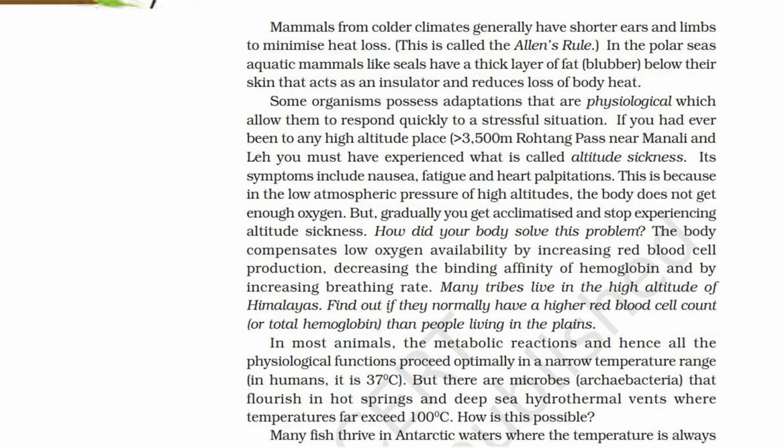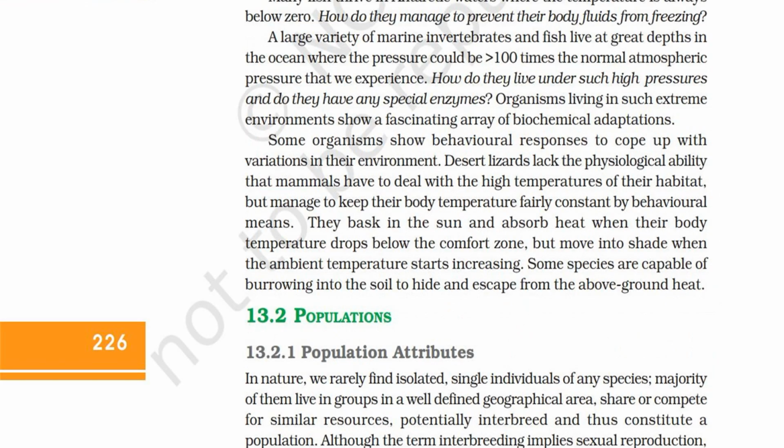In most animals, the metabolic reactions and hence all the physiological functions proceed optimally in a narrow temperature range. In humans, it is 37 degrees Celsius. But there are microbes, archaebacteria, that flourish in hot springs and deep-sea hydrothermal vents where temperatures far exceed 100 degrees Celsius. How is this possible? Many fish thrive in Antarctic waters where the temperature is always below zero. How do they manage to prevent their body fluids from freezing?